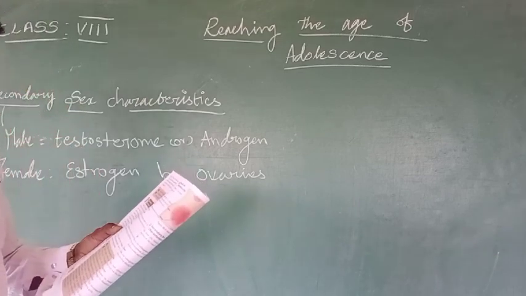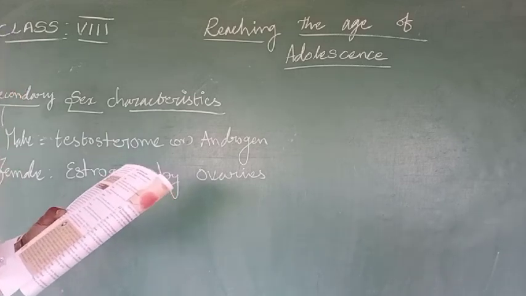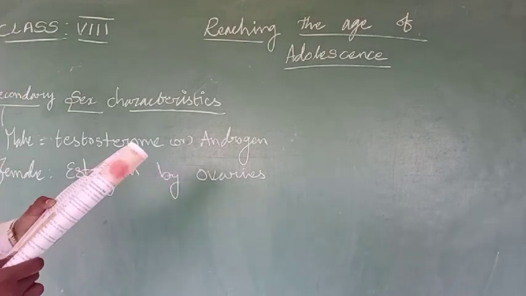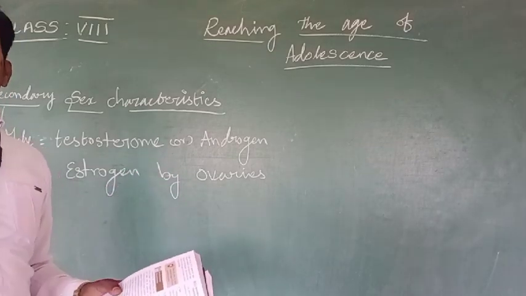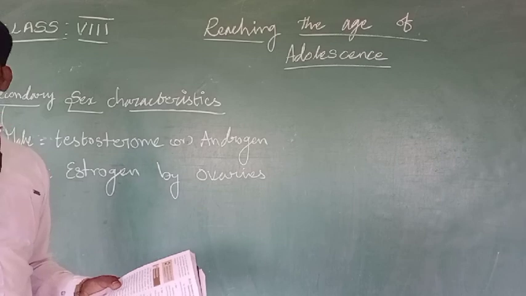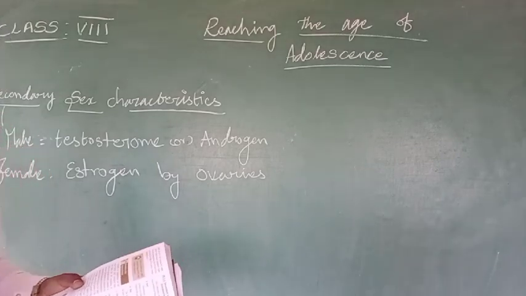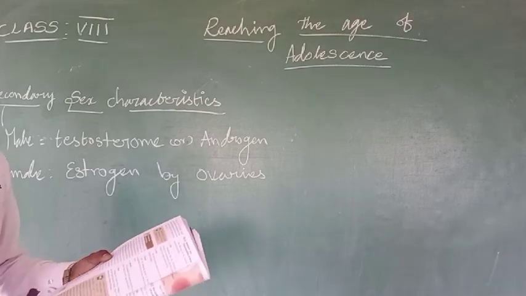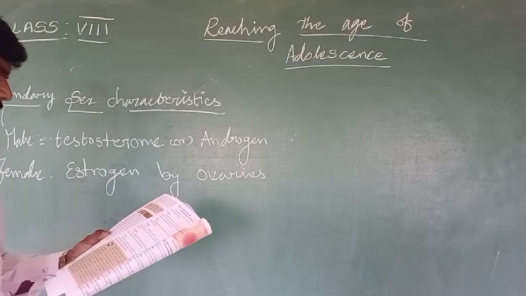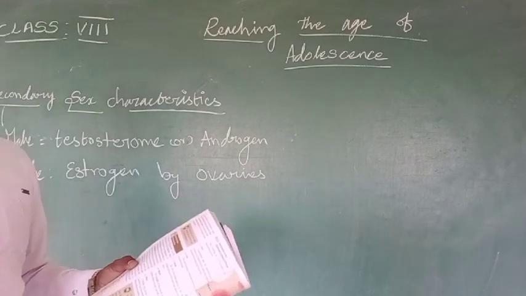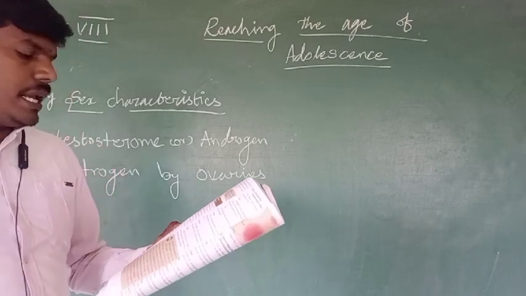And muscle development, skeletal size, the distribution of body and pubic hair, and the stimulation of sweat glands. Pubic hair means hair on the face, like whiskers, and hair in the underarm regions. These are the secondary sexual characteristics. And the stimulation of sweat glands means the body temperature will increase.